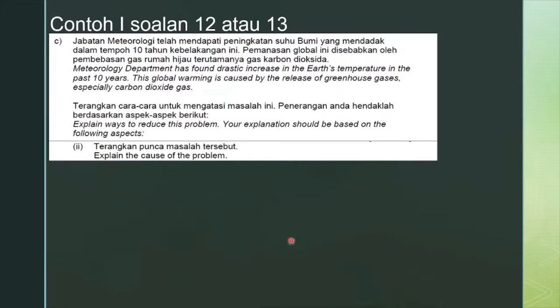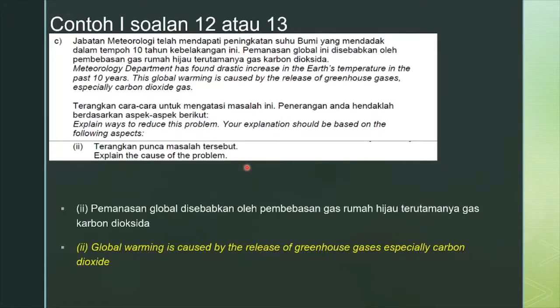Untuk aspek yang kedua, the second aspect. Terangkan punca masalah tersebut. Explain the cause of the problem. Alright. We need to explain what caused the problem. Apakah yang menyebabkan masalah yang kita nyatakan tadi. So, pemanasan global disebabkan oleh pembebasan gas rumah hijau, terutamanya gas karbon dioksida. So, global warming is caused by the release of greenhouse gases, especially carbon dioxide.